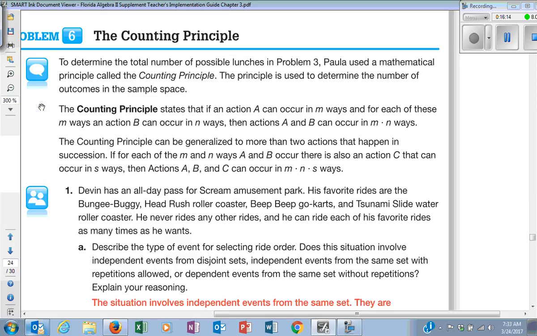The principle states that if action A occurs in m ways, and for each of the m ways an action B occurs in n ways, then A and B can occur in m times n ways. They make it sound more difficult than it is. Remember the way I did it. How many holes do we have? How many ways do I have of filling the first one? How many ways do I have of filling the second one, the third one, and so on, and then multiply them all together. Does that make sense? Okay?